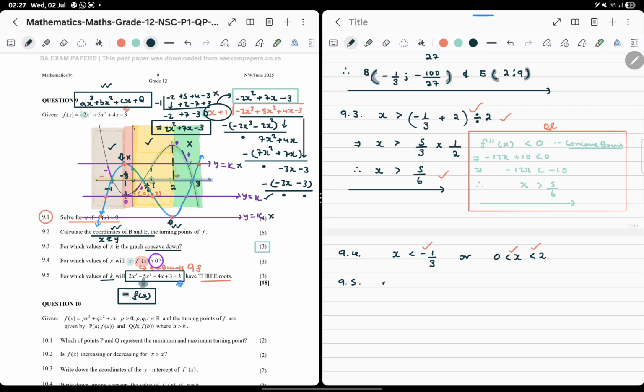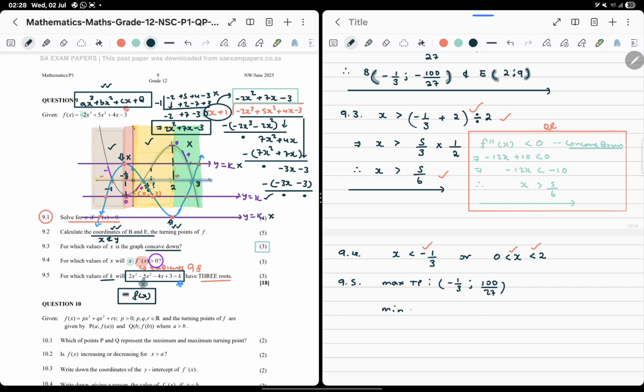We then know that the maximum turning point is going to be, now this is going to be minus a third, because this is going to happen the reverse one. So this is going to be 100 over 27.